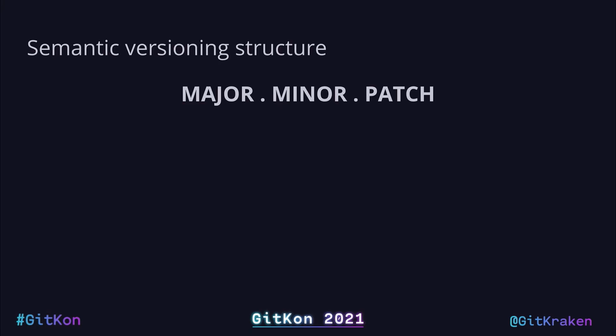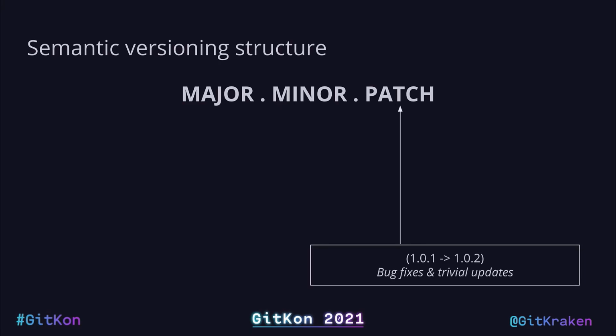Let's start with patch. When you have a patch release, when you go from version 1.0.1 to version 1.0.2, this indicates that there have been bug fixes or trivial updates. Anything that isn't a major alteration to your functionality, that's what a patch release indicates.